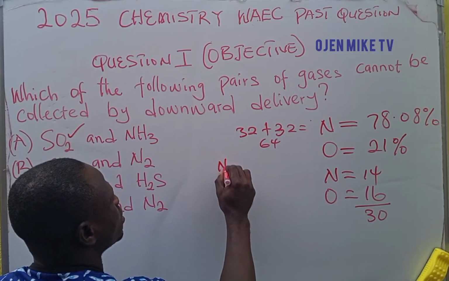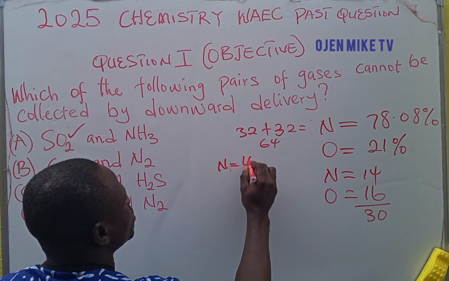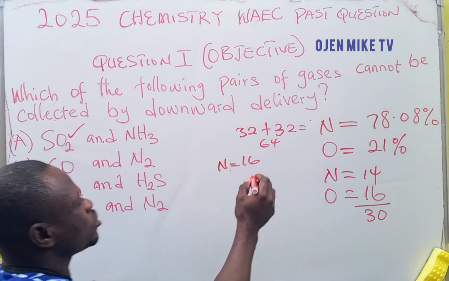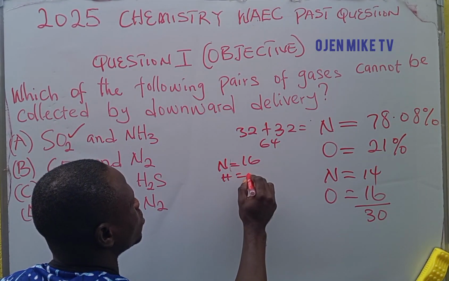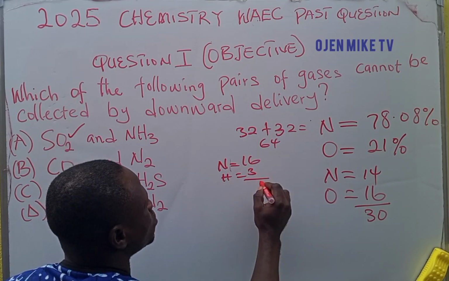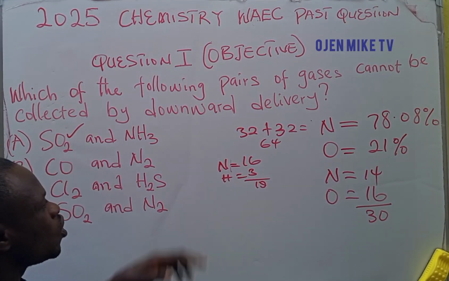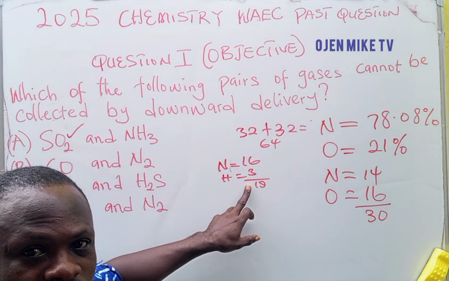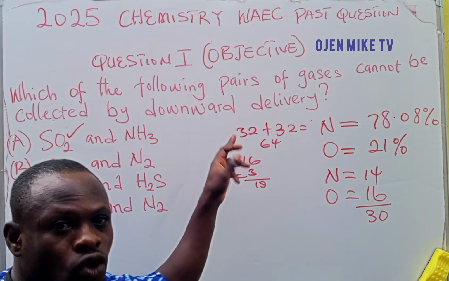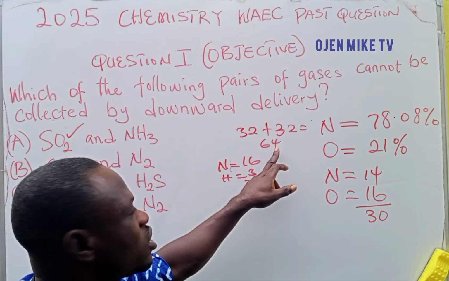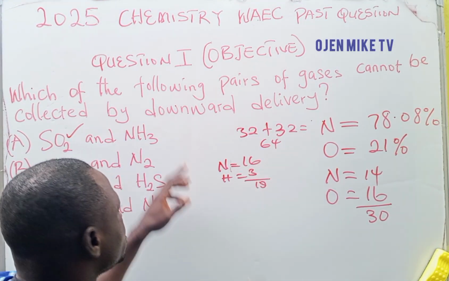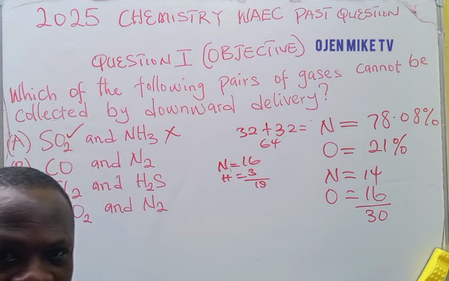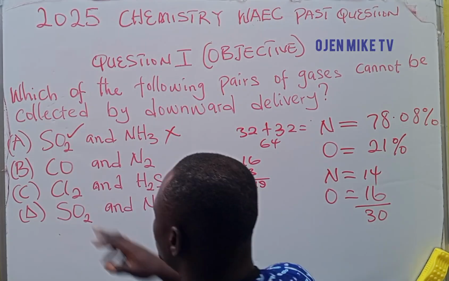In ammonia, nitrogen is 14 and hydrogen is 1. 1 times 3 gives you 3. If you add these two together, you get 17. Are the two the same? Ammonia is lighter. You get that? Ammonia can be collected using upward displacement, while the other one can be collected using downward displacement. It means that these two are wrong. Are you understanding? Now we go to this one.